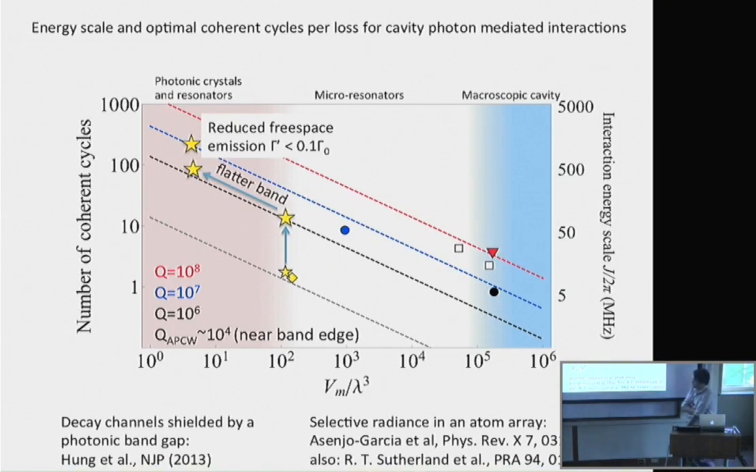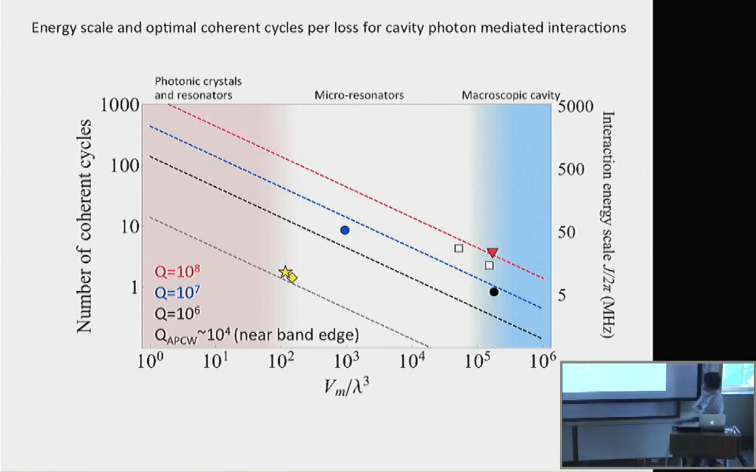And one last route is to reduce free space emission. For example, by brute force, we can load the atoms into the photonic crystal, hiding them from free space. Therefore, the emission rate can be reduced. Or we can prepare the atoms in a selective radiant state, like Alan just talked about, and that's another possible way of increasing the fidelity.